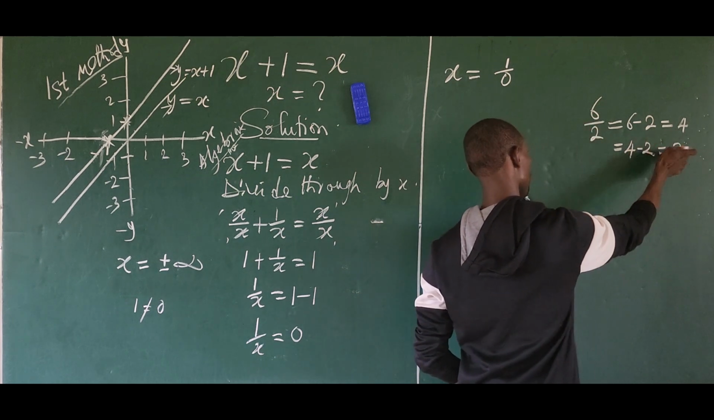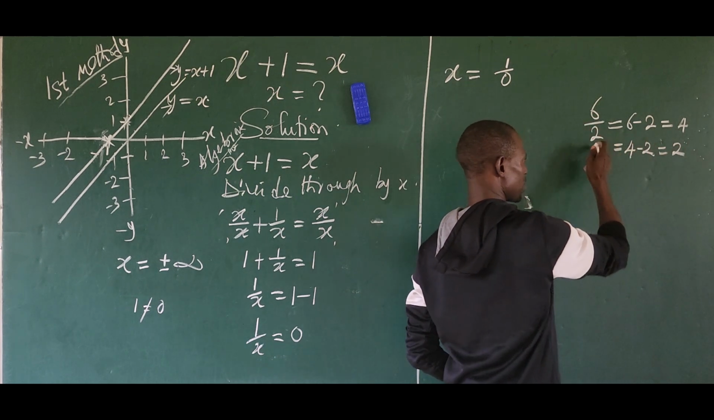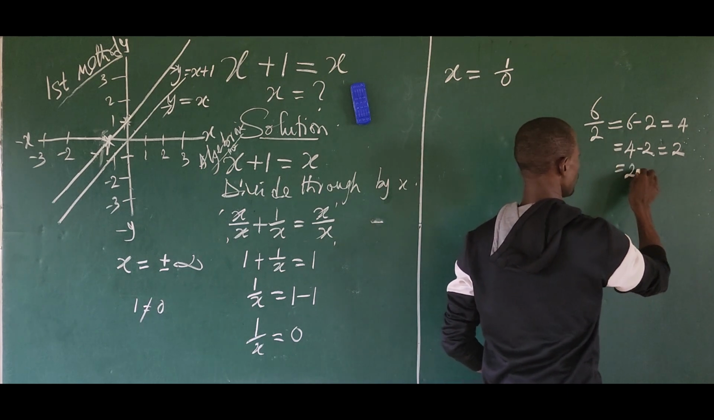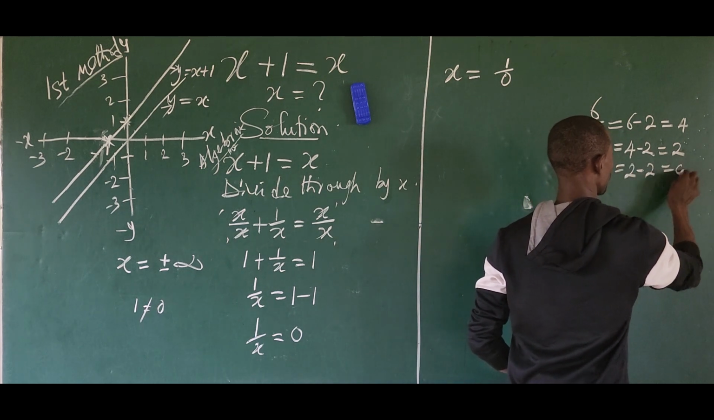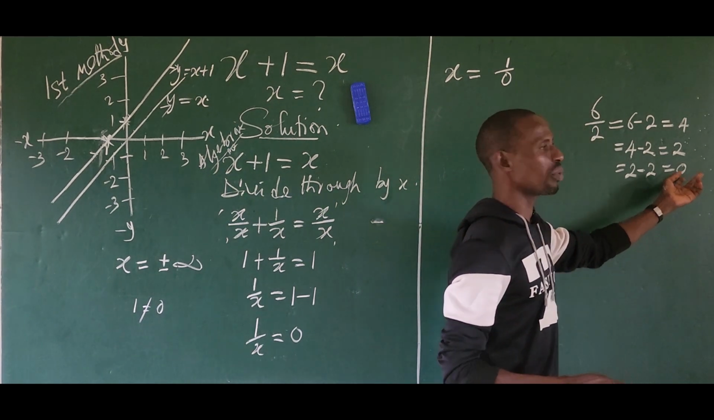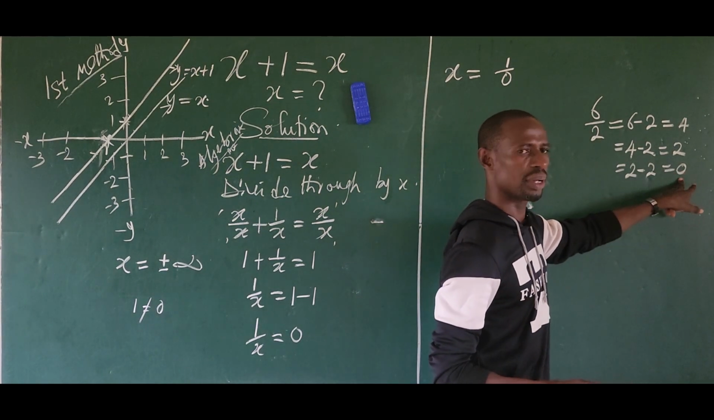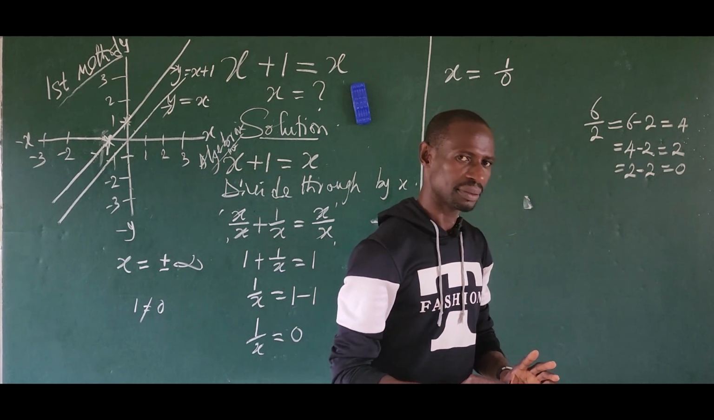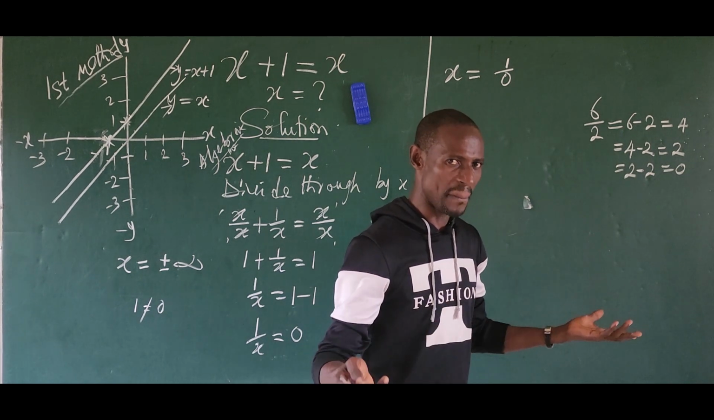We take this 2, this answer, and subtract this 2 from it. So we have 2 minus 2, which equals 0. It is at the point where we have our final answer of 0 that we stop our division. Okay? Because if you continue, it will not make any sense.